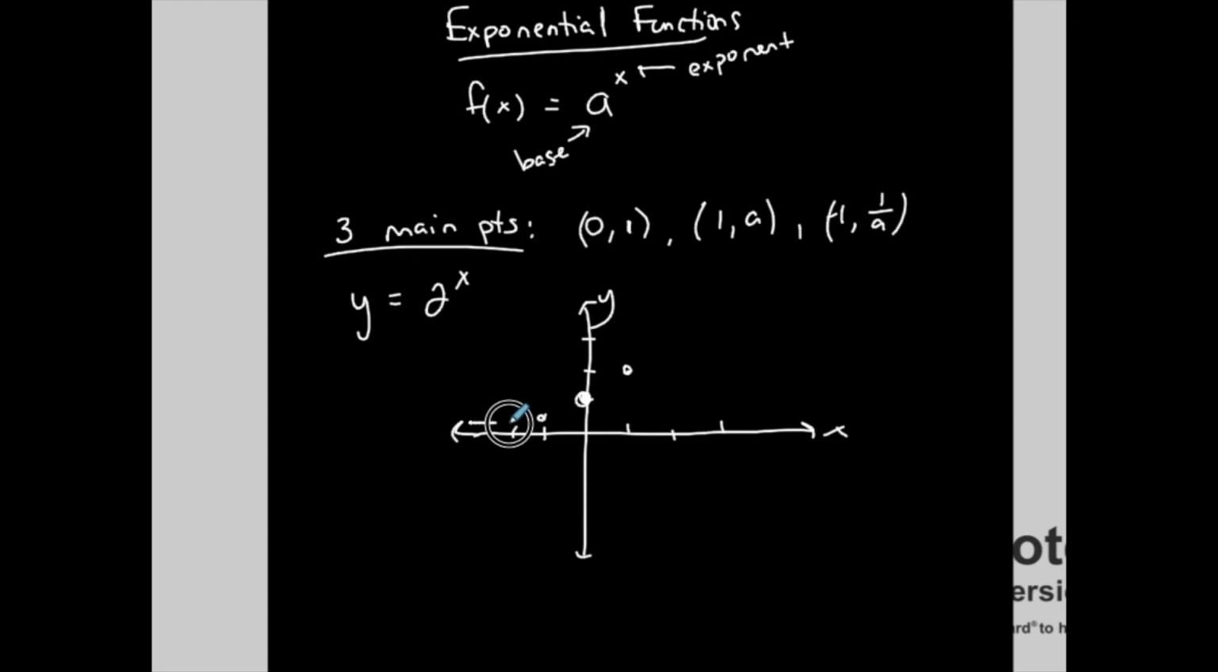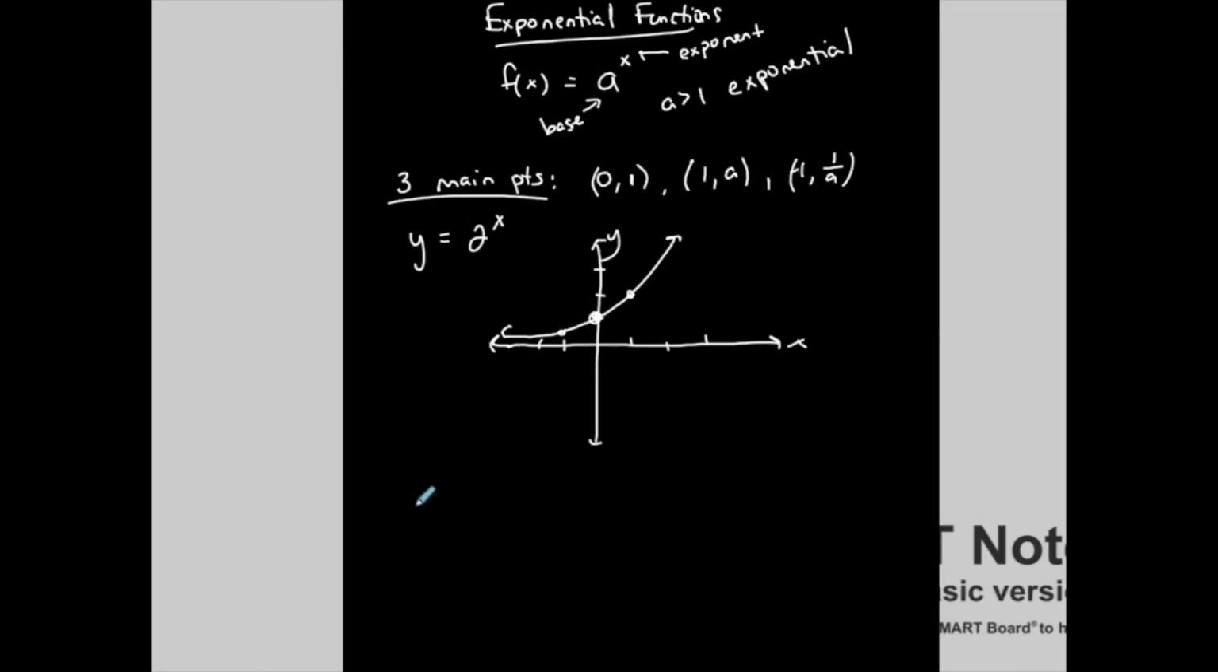And you'll notice that every single exponential function in basic form looks like this. This is exponential growth because it's increasing from left to right. If a is greater than 1, we have exponential growth, right? It's going to grow fast.